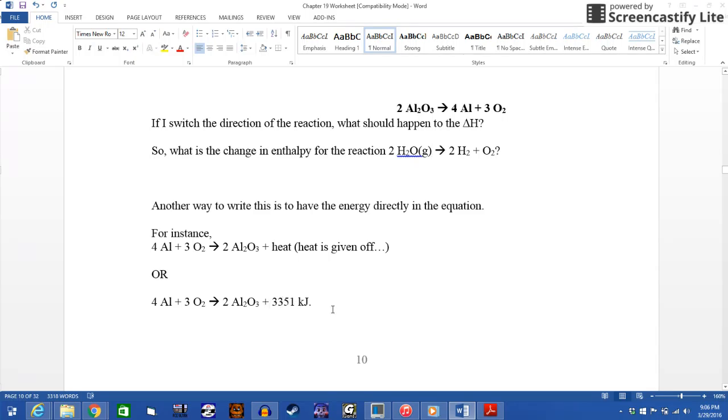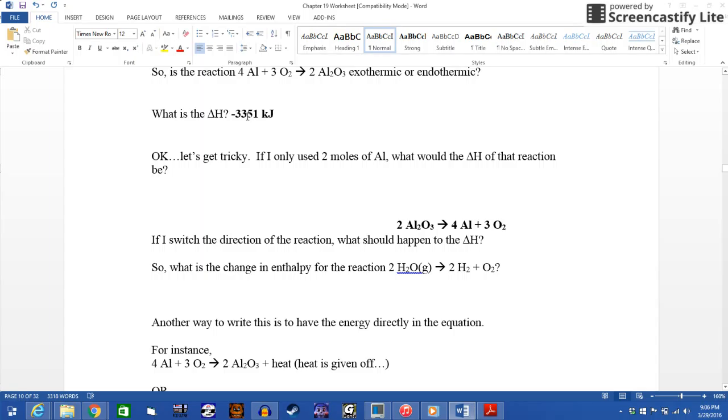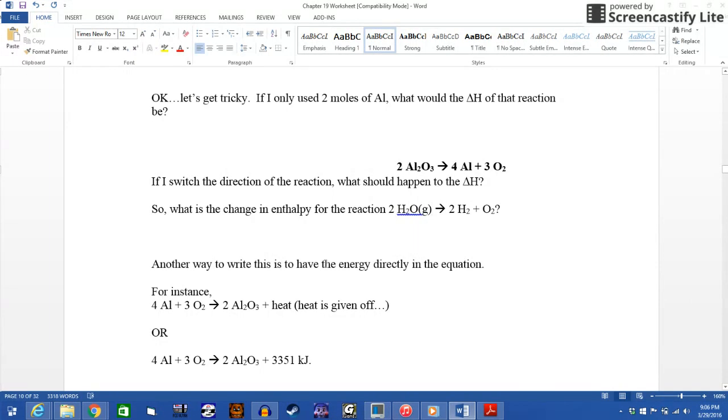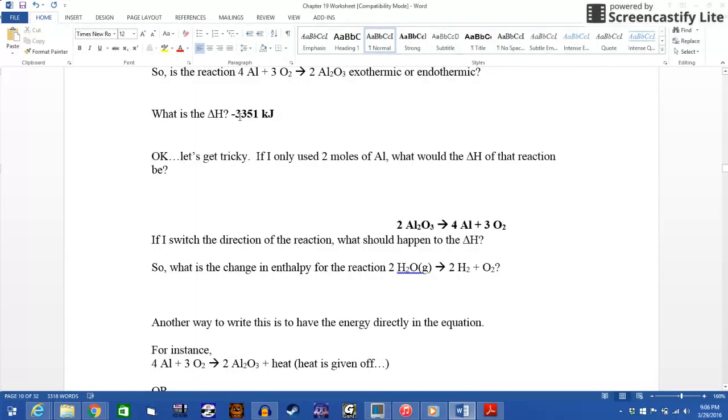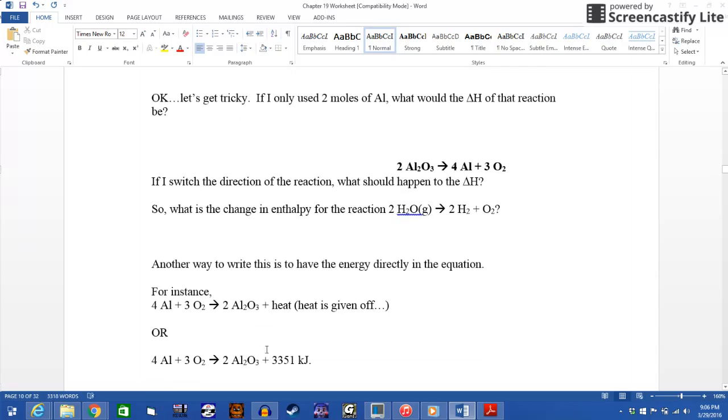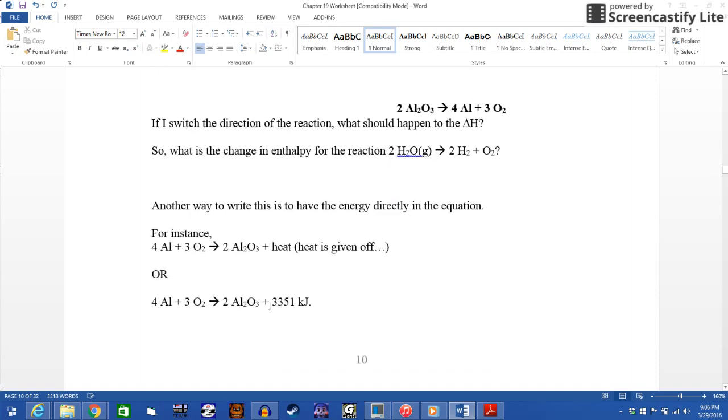You could also write it like this: 4 aluminums and 3 oxygens goes to 2 aluminum oxides plus 3,351 kilojoules. Now you may be saying, well, wait a second, didn't we just write that it was negative 3,351 kilojoules? Yes, but do you remember? There's no such thing as negative energy, okay? The negative sign just refers to the fact that it's giving off the heat. If you're going to put it in the equation, it's just a quantity. It's aluminum oxide and the plus sign and 3,351 kilojoules of heat.